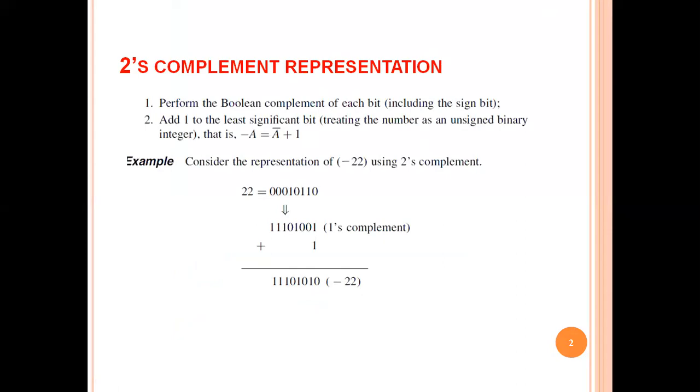Booth algorithm was actually proposed by Andrew Donald Booth. He was a computer scientist, and he first proposed how to multiply two signed numbers. Signed numbers means the numbers which have some sign, that means either positive or negative. Unsigned number means all numbers are positive, there is no negative number. Signed number means there are both positive and negative numbers.